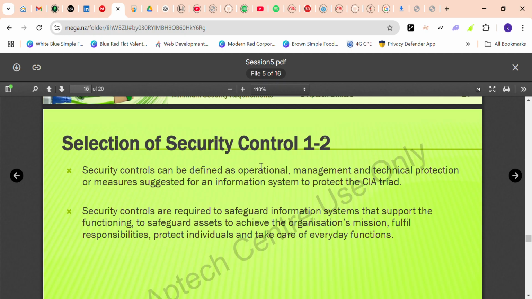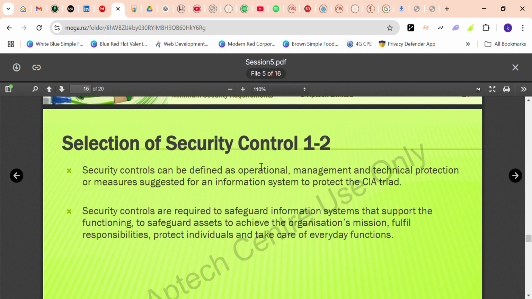Is defined as operational, management, and technical protection or measure that is being suggested for information system to protect the what? We are talking of methods of security. What are the methods of security that we have assigned that are applicable, that we are going to give this information system? We have different levels, is it low, high, or medium? I talk about moderate, critical, and strategic, right? That's what we are talking about.